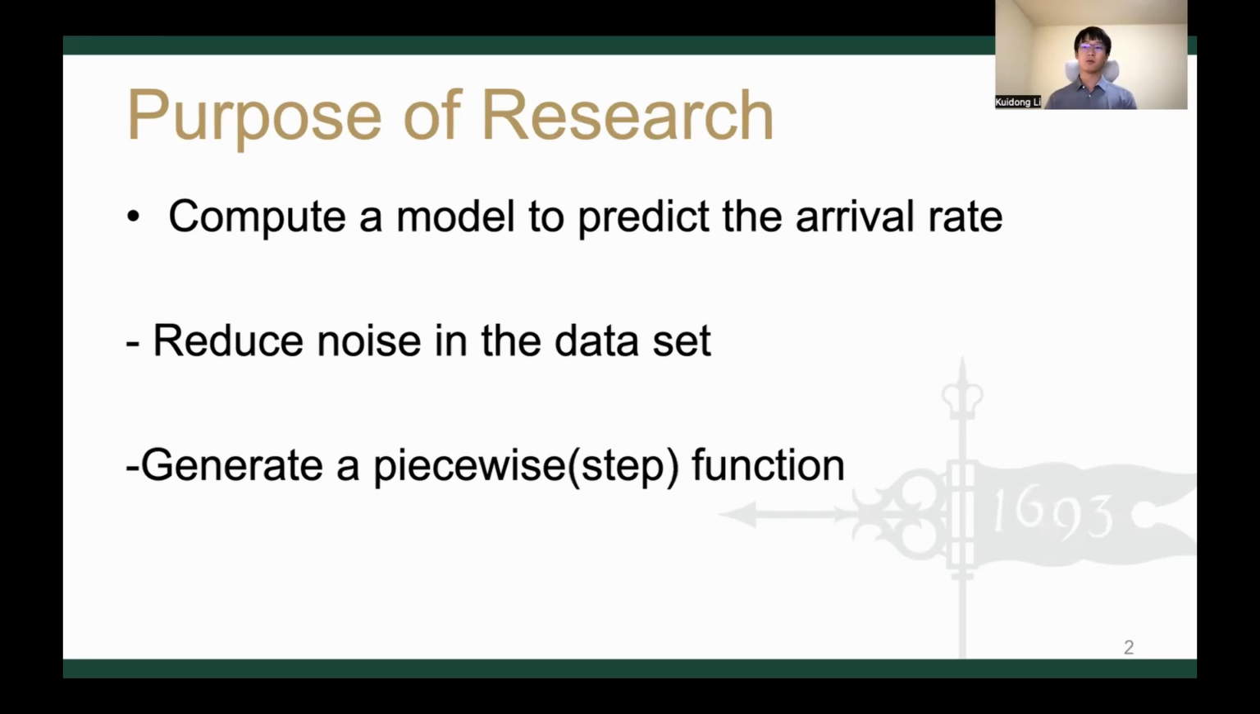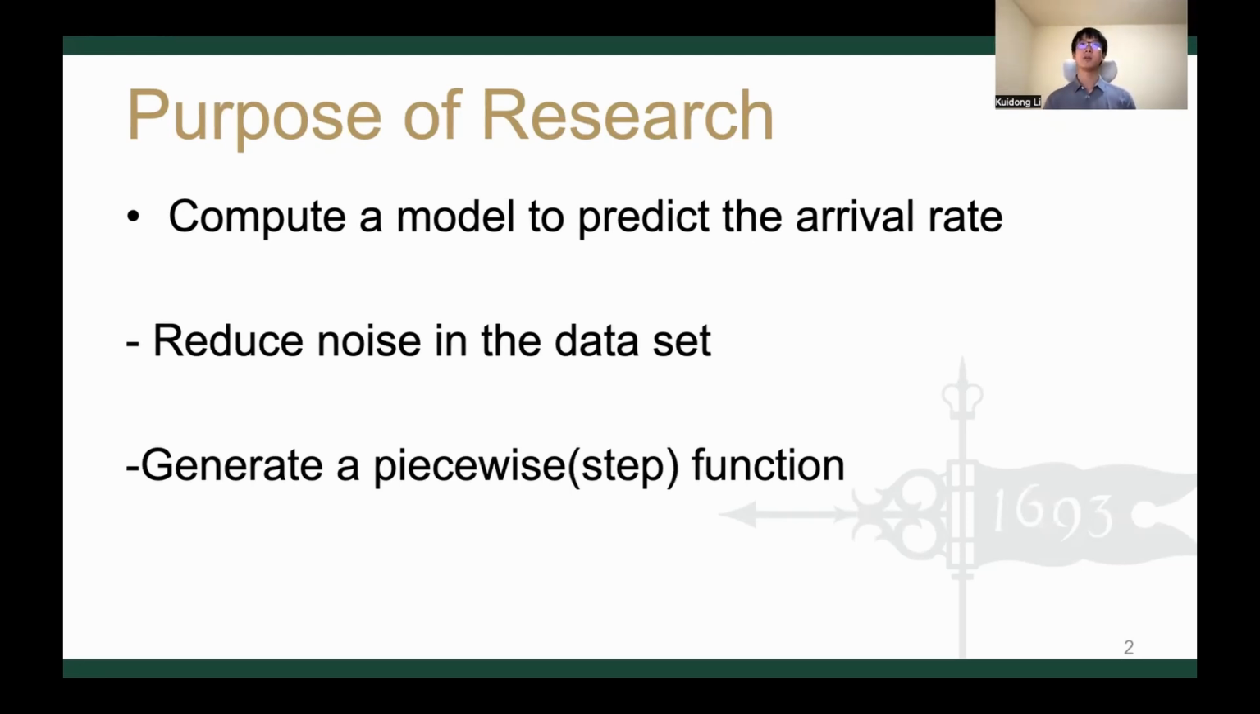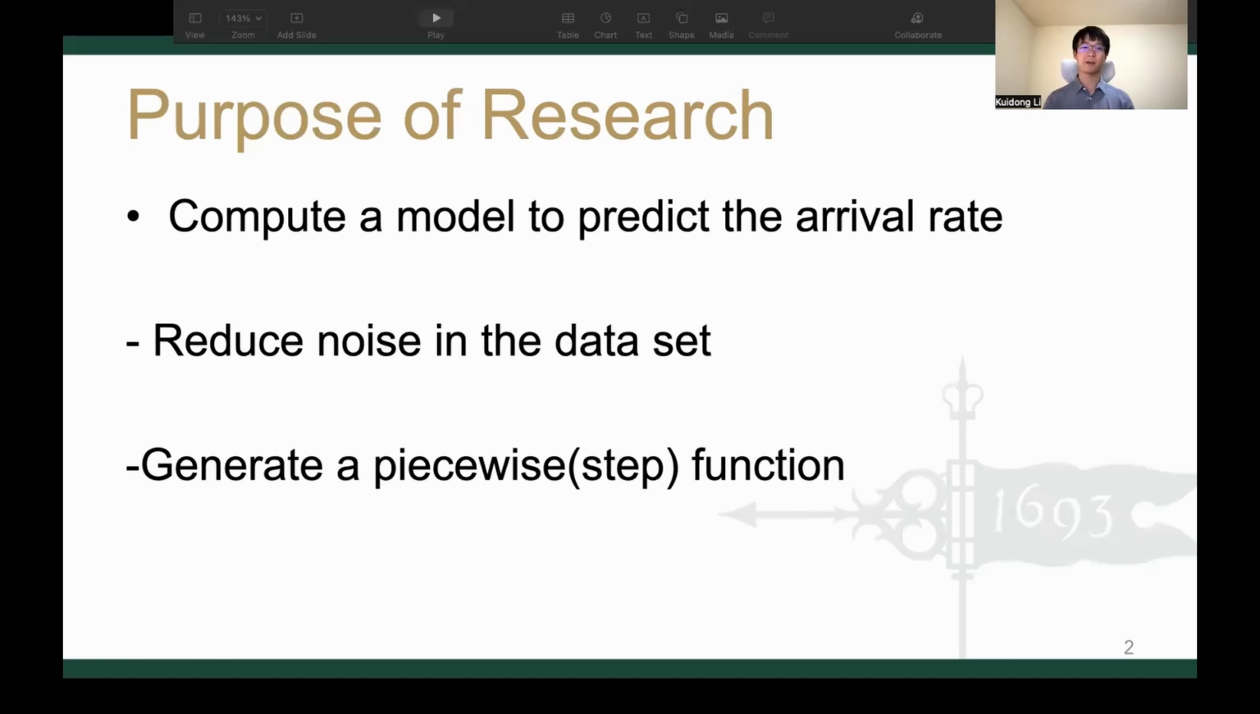Ideally, we would want to compute queuing performance measures, since we want to know at a specific time t how many people are waiting, or what is the estimated waiting time. In order to do that, we would need to look into the arrival rate data. The main tasks are two. One of them is to reduce noise in the data set, and another is to generate a piecewise function, also known as a step function.